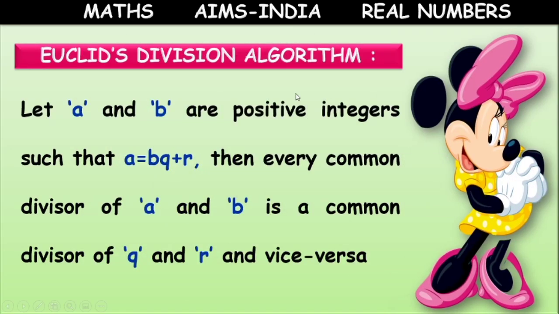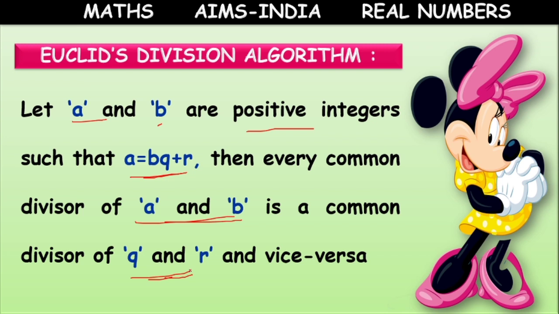So according to this, if A and B are two positive integers such that A equal to BQ plus R, then every common divisor of A and B is also a common divisor of Q and R, and vice versa, meaning in the reverse process.